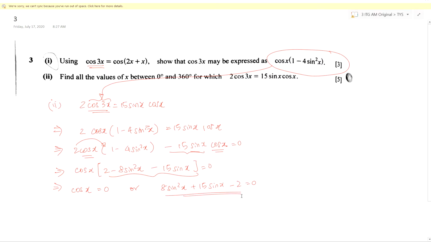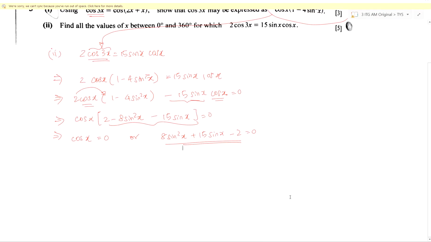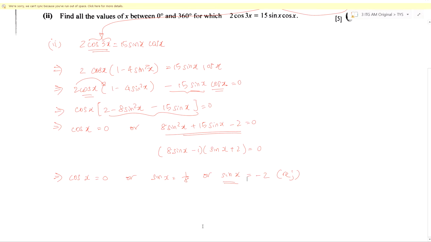And this you have to recognize is a quadratic, which means that there is a possibility for us to factorize this, and indeed it can be factorized to become 8 sine x minus 1 times sine x plus 2 equals to 0, which means that either cosine x equals to 0 or sine x equals to 1 over 8 or sine x equals to -2, which has to be rejected because the minimum value of sine x is only -1. So with all these, we can start to find the different angles.